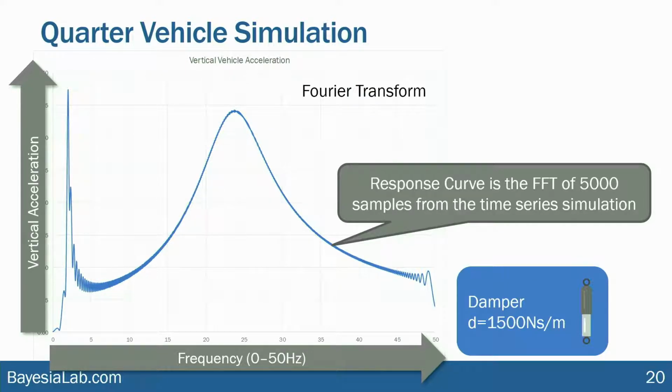And of course, the shape of this response curve is based on one particular damper setting. Also note that here I'm using a linear scale. In practice, when you look in the engineering literature, you would typically see log scales used in such a context.